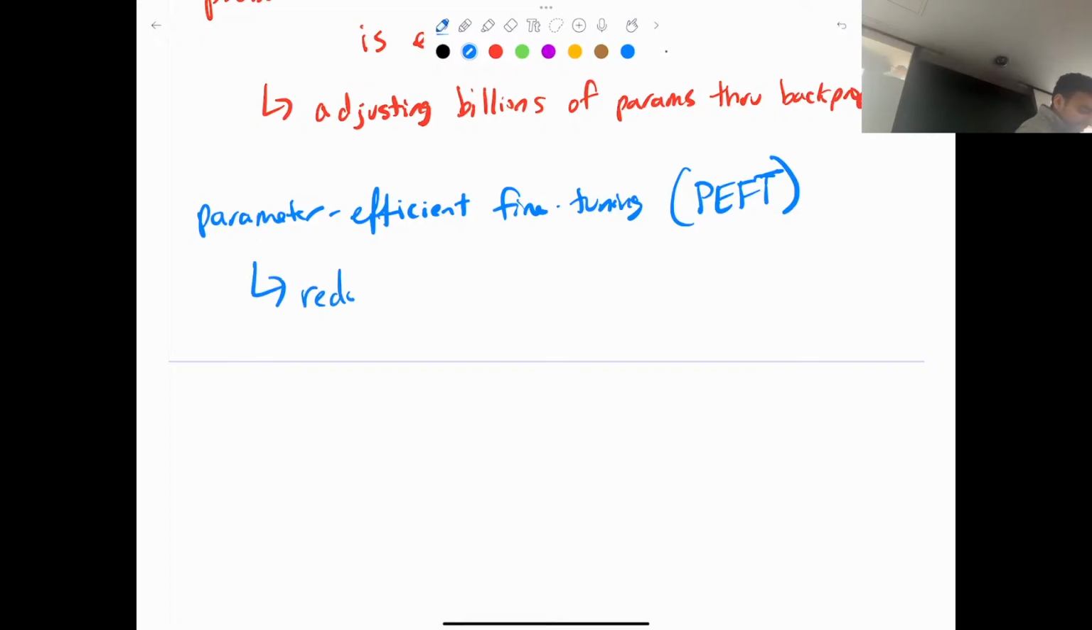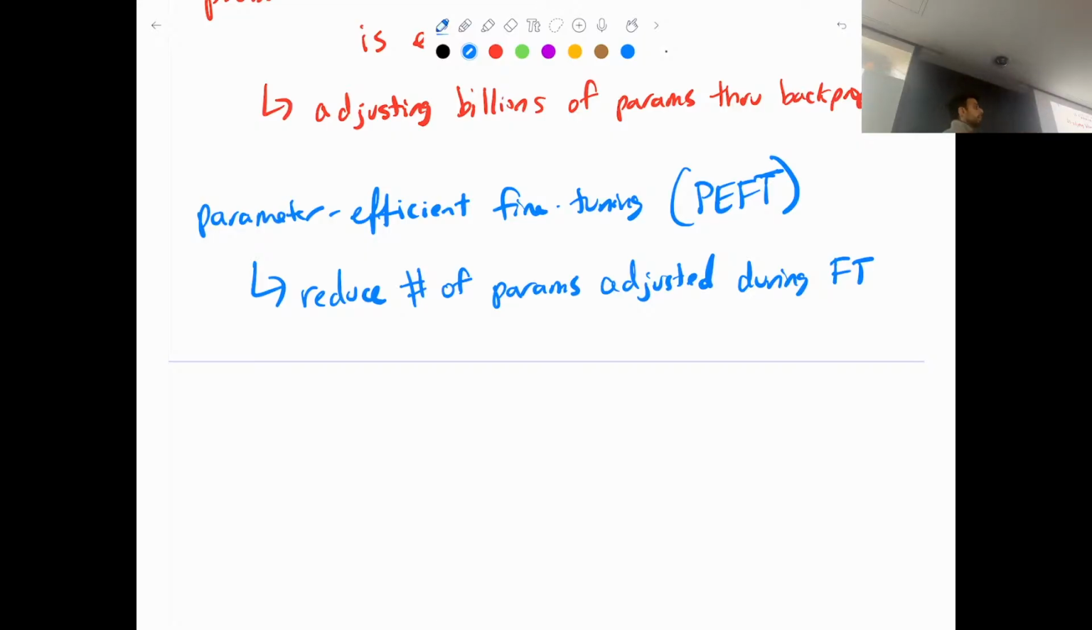The goal here is to reduce the number of parameters adjusted during fine-tuning. Parameter-efficient fine-tuning often goes hand in hand with methods like quantization, which we'll also talk about towards the end of this class, where you're trying to reduce the entire memory footprint of the model by compressing it down to integer weights instead of floating point weights. But we'll talk about a couple parameter-efficient fine-tuning approaches in this class.